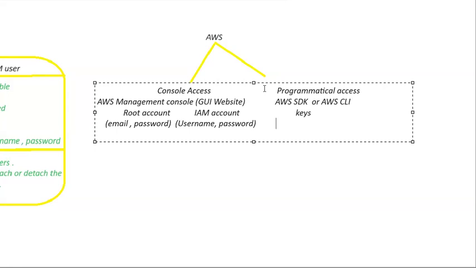So how do we authenticate in the CLI or SDK, sir? By using keys. Which keys, sir? Access key and secret key. By using the access key and secret key, we can provide authentication, that means identity, to AWS. Then only can we perform programmatic access.